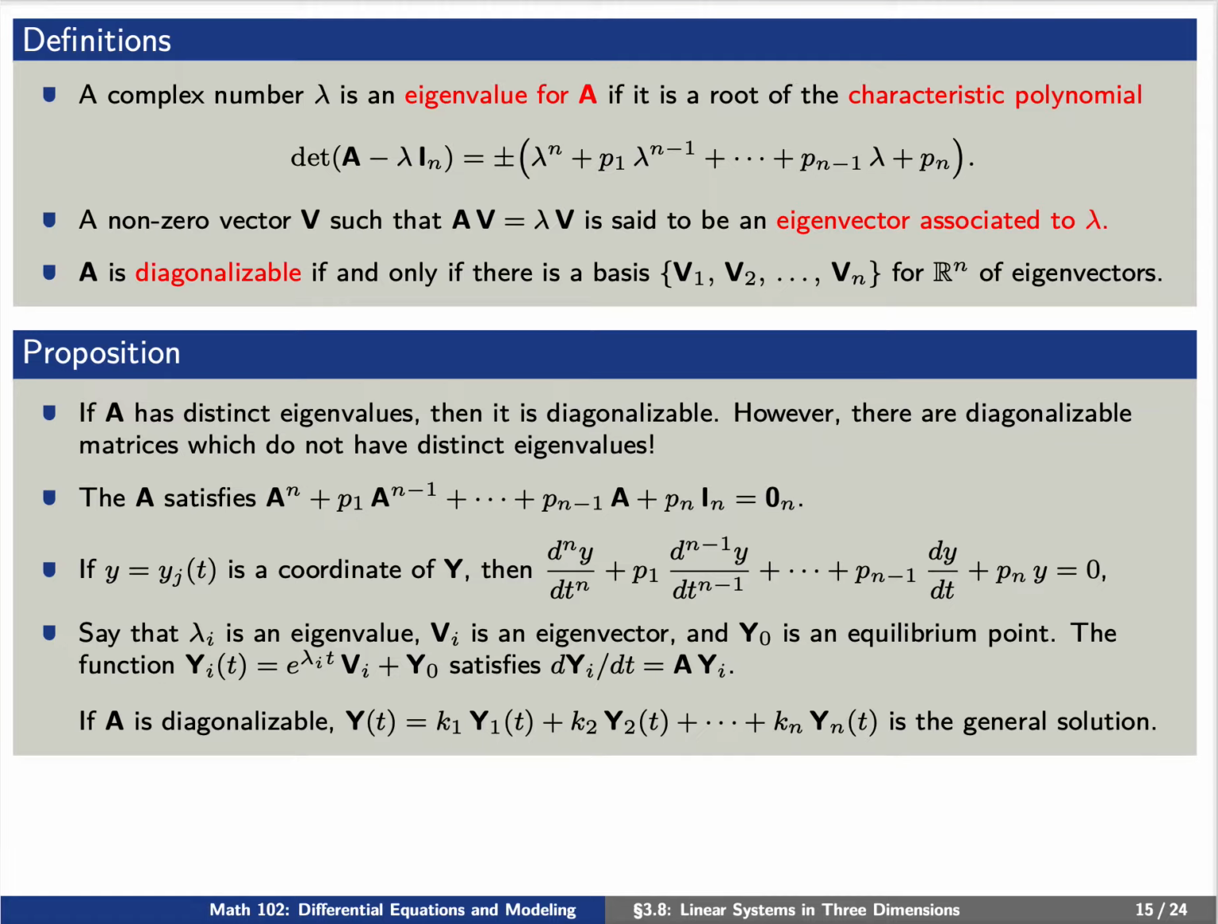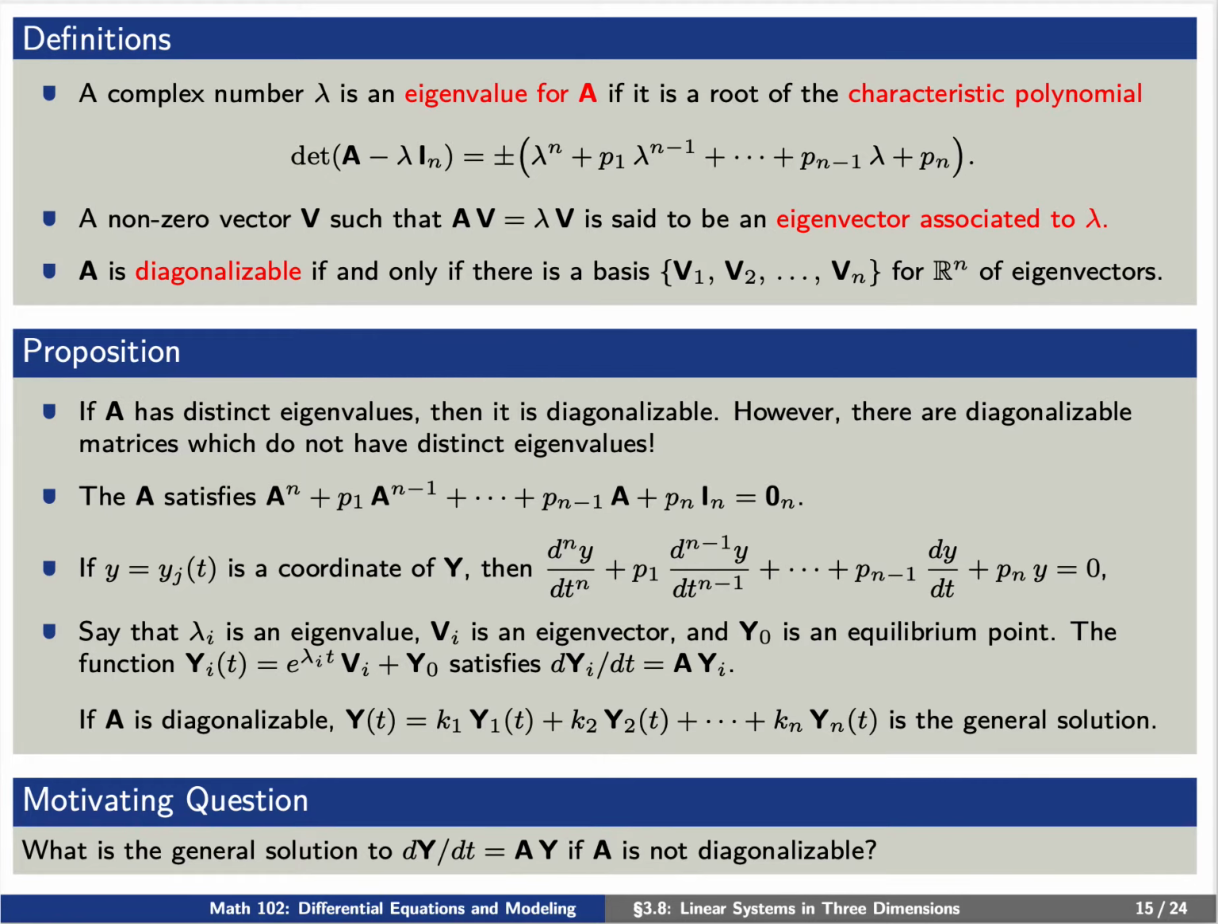Finally, say that lambda sub i is an eigenvalue for A, v sub i is an eigenvector for A, and y sub 0 is an equilibrium point. Then the function Y sub i, which is e to the lambda i t times v sub i plus y sub 0, is a solution for our n-dimensional system dY/dt equals A times Y. In particular, if A is diagonalizable, then we can find a basis of eigenvectors v sub i, and hence the linear combination Y(t) equals k sub 1 times Y sub 1 plus k sub 2 times Y sub 2 plus up to k sub n times Y sub n is the general solution to our n-dimensional system.